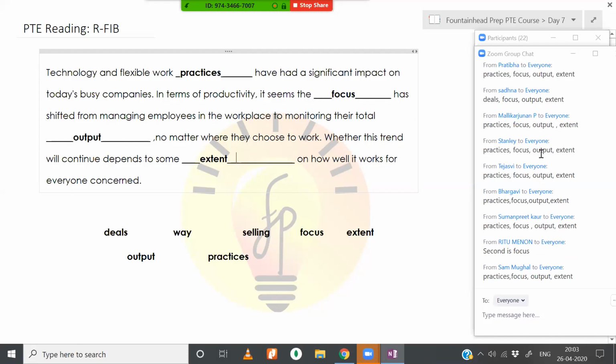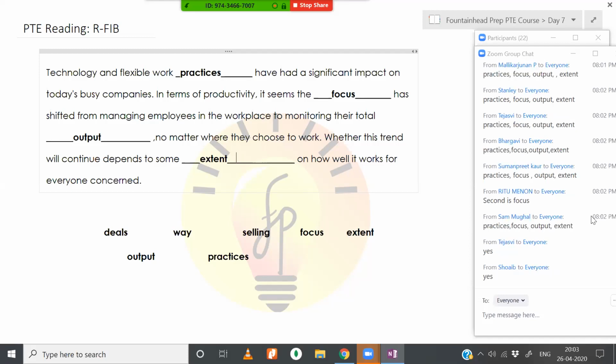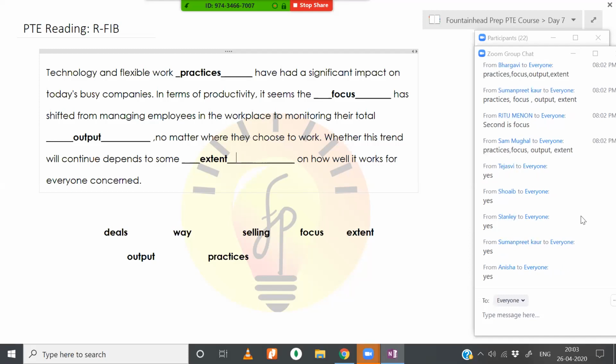I think almost all of you got it correct. Is this clear to all of you? If most of you got it right, all right. We'll get such questions also, very easy ones. Let's look at the next question now. So here we go.